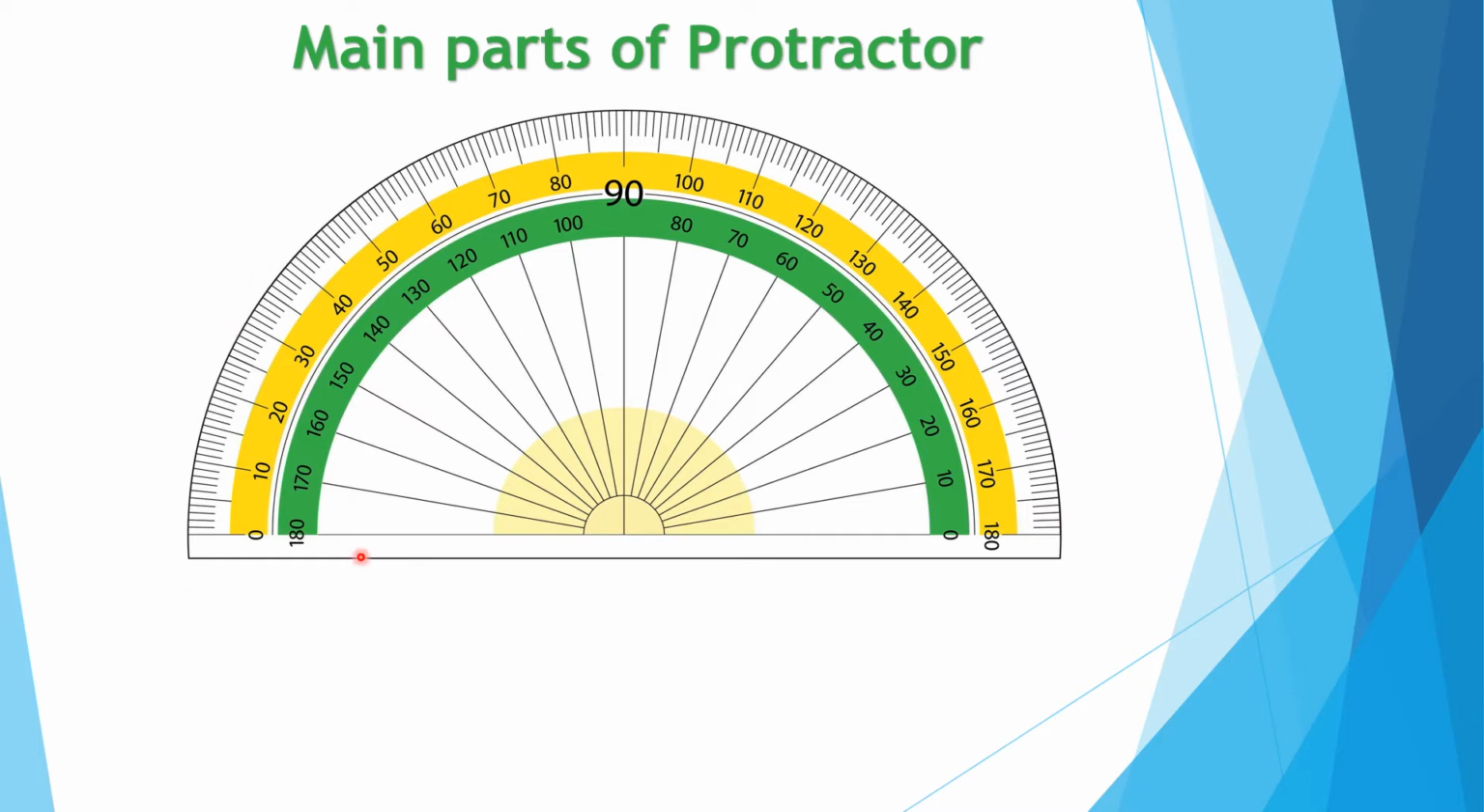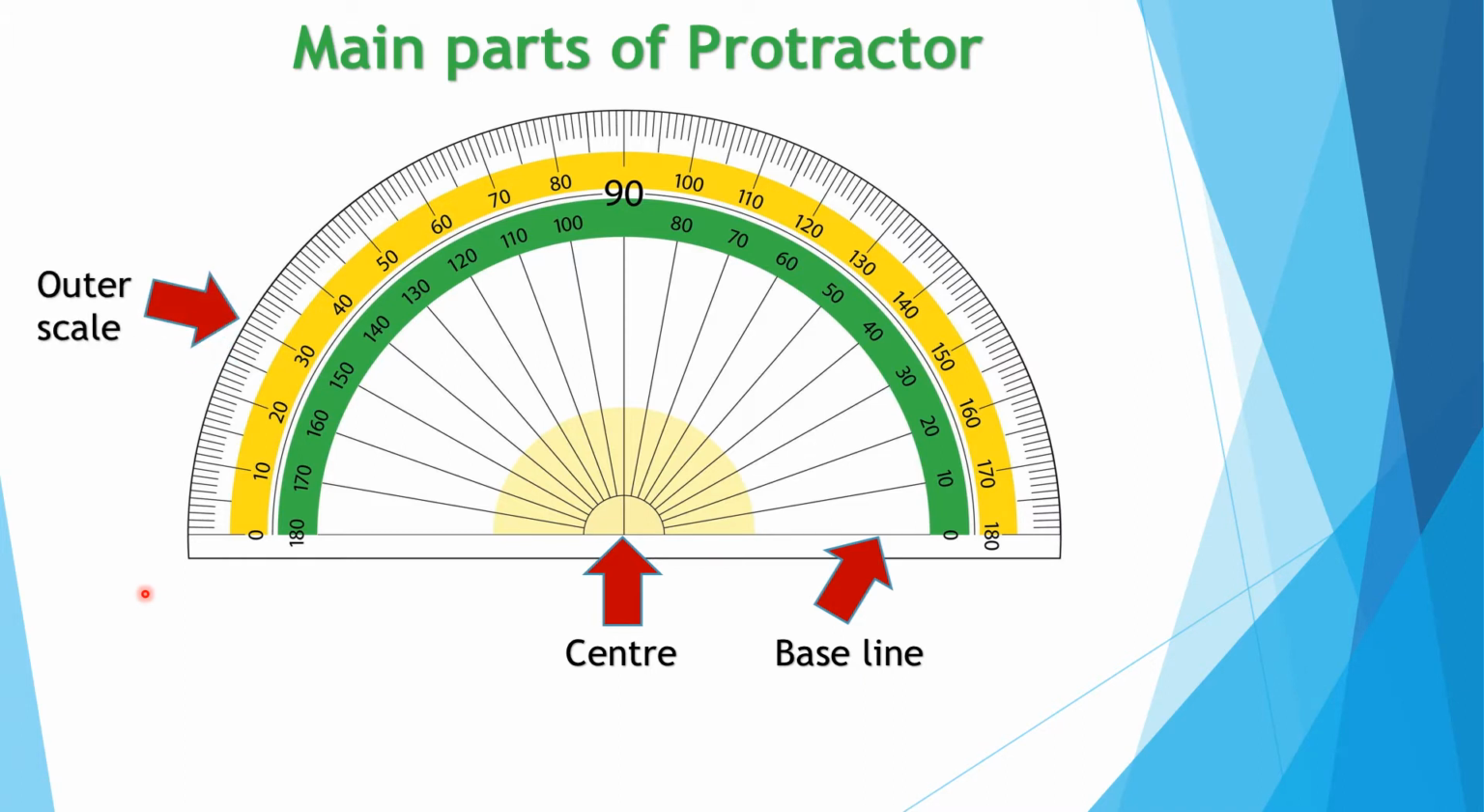Here we can see another straight line which is near to the straight edge of the protractor. It is called the baseline. And you can see the middle point is marked on the protractor. It is the center of the protractor. If we look at the scales, we can see there are two scales, the outer scale and the inner scale.